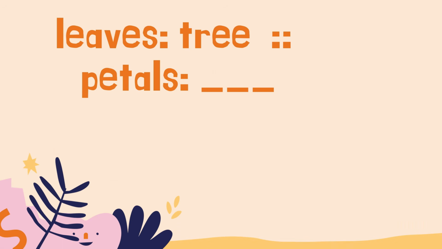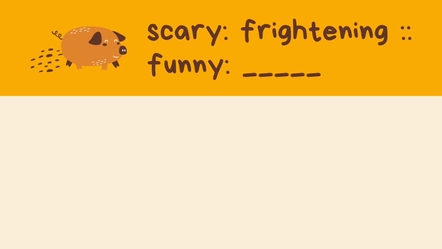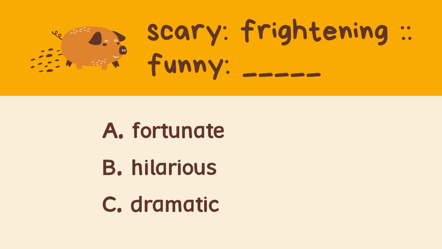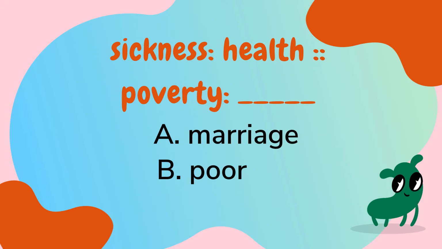Number 3. Leaves is to tree, as petals is to A. branch, B. flower, or C. fruit. Number 4. Scary is to frightening, as funny is to A. fortunate, B. hilarious, or C. dramatic. Number 5. Sickness is to health, as poverty is to A. marriage, B. poor, or C. wealth.